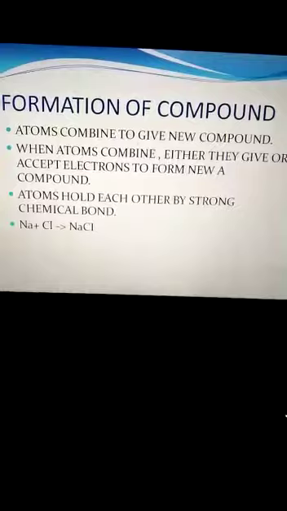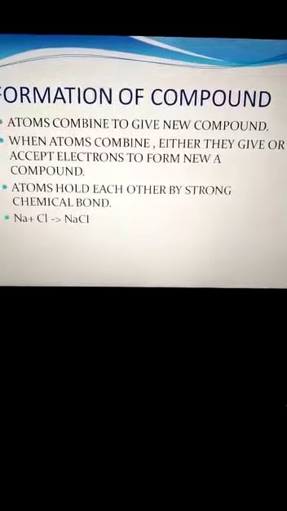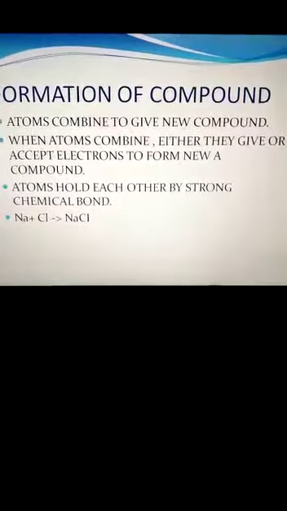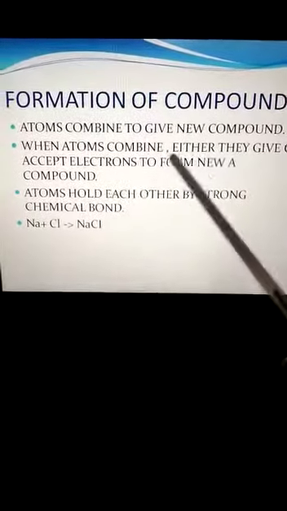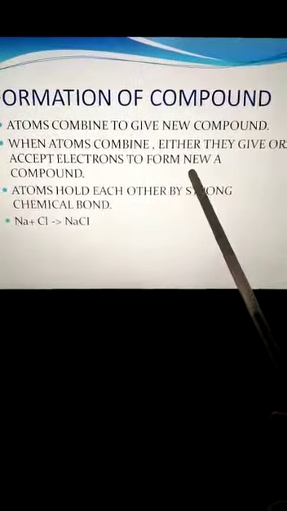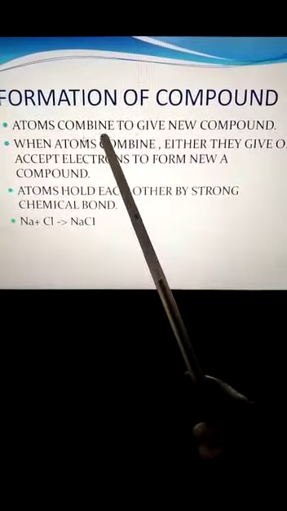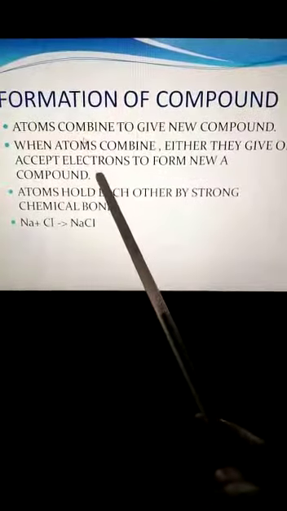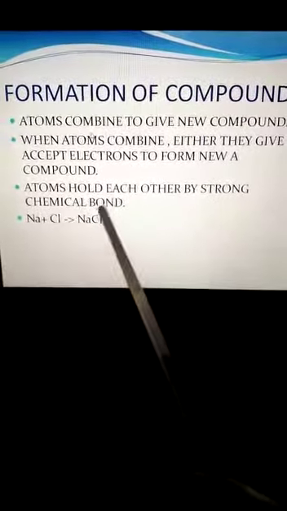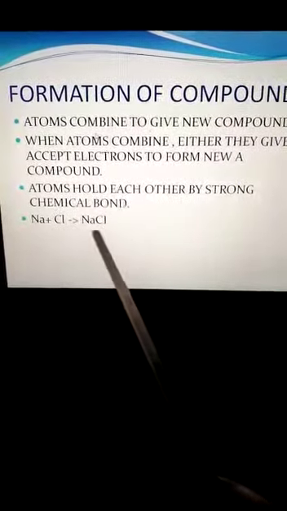Now, here we will first discuss the formation of a compound. As I told you, atoms combine to give new compounds. When atoms combine, they either give or accept electrons to form a new compound. The electron, as we have already discussed, is a subatomic particle. As atoms take part in a chemical reaction, they hold each other by a strong chemical bond. Here is an example of the formation of sodium chloride.